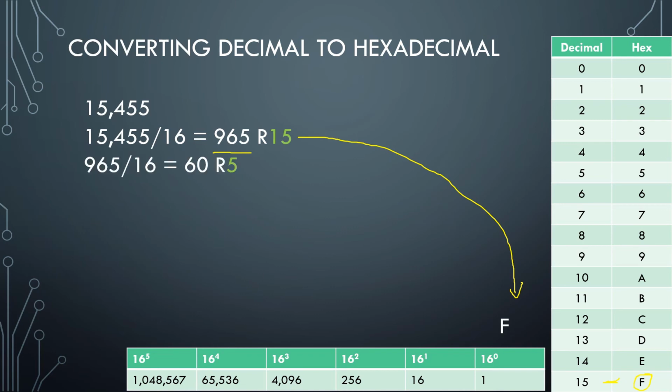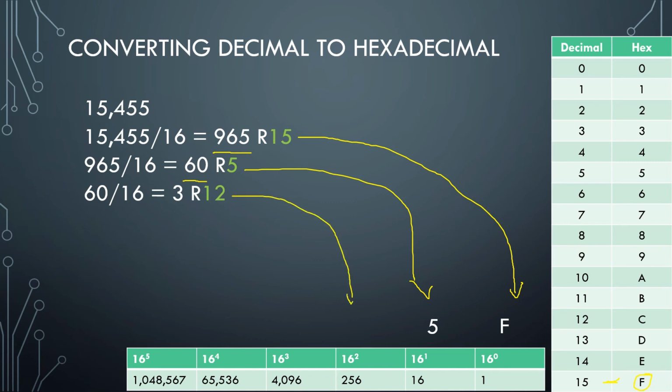Okay, so now we're going to do 965 divided by 16, and that's going to be equal to 60 with a remainder of 5. So we're going to put our remainder of 5 down here. That's a valid hexadecimal number. Okay, 60 now, we're going to divide by 16 again. 3 remainder of 2, or I'm sorry, remainder of 12.